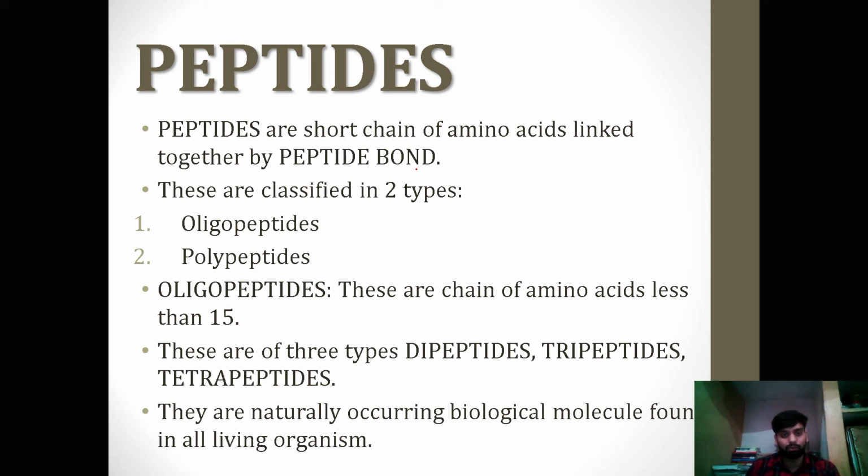So the peptides are of two types, that is oligopeptide and polypeptide. Oligopeptides are chains of amino acids which are less than 15. If they are less than 15 in number, we can say that these are oligopeptides. But if these are more than 15, then we will consider them polypeptides. So there are three types of oligopeptides, that is di, tri and tetra. These are naturally occurring biological molecules which are found in all organisms.